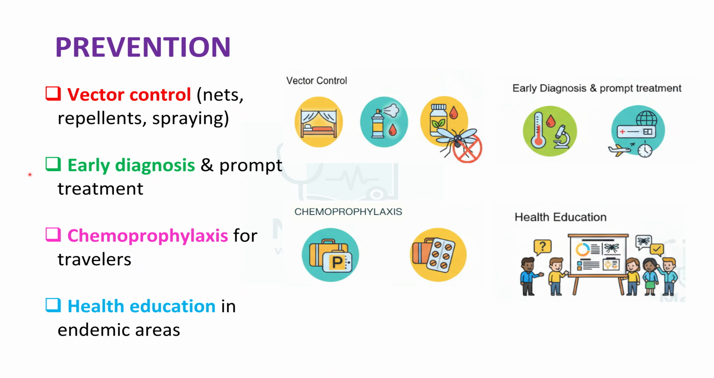Step 2 is early diagnosis and prompt treatment. Catch it early, treat it fast, and yes, you stop the spread. A diagnosed and treated person is less likely to keep feeding the mosquito malaria cycle. Step 3 is chemoprophylaxis for travelers. Planning that dreamy trip to a tropical malaria endemic zone? Don't forget your anti-malarial meds. Pop them before, during, and after travel. It's like giving your immune system a mosquito shield.